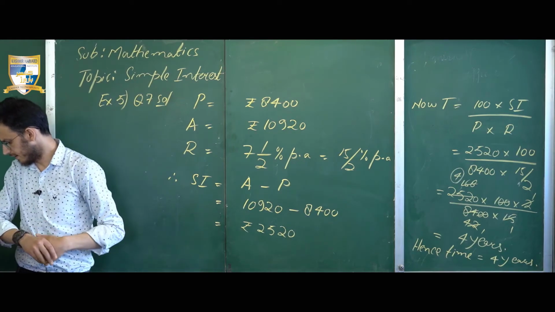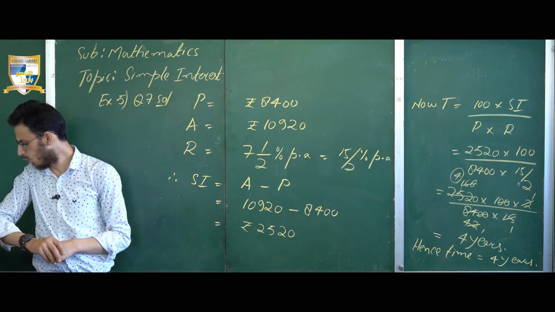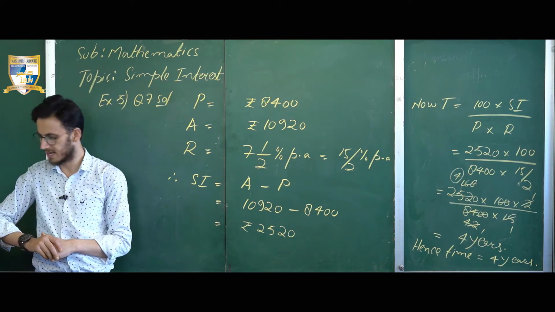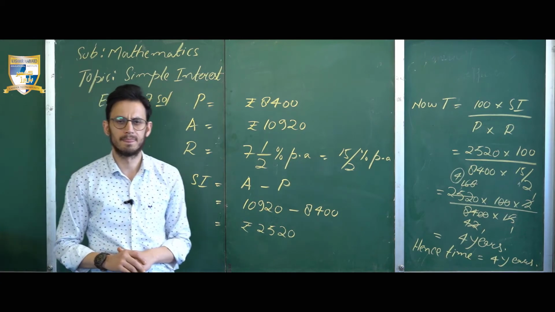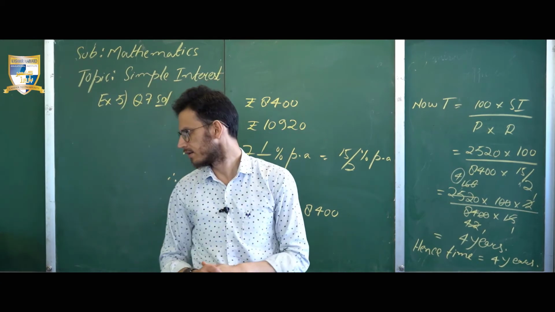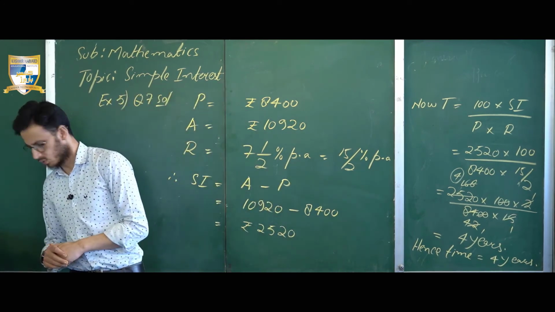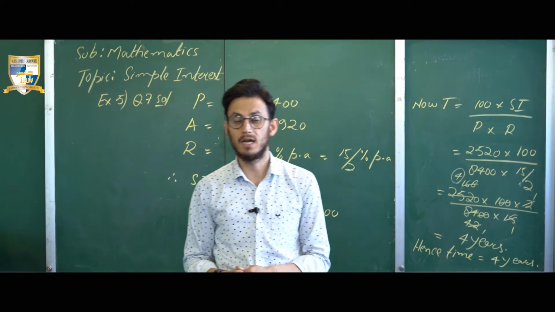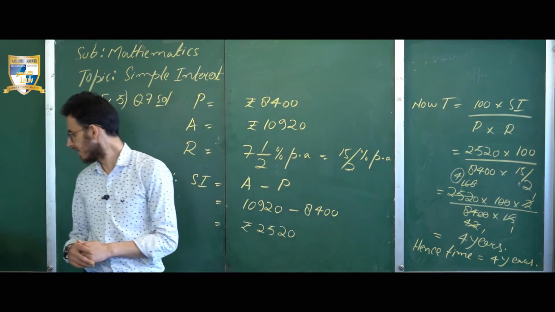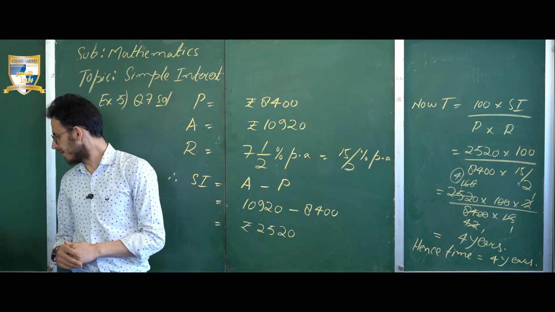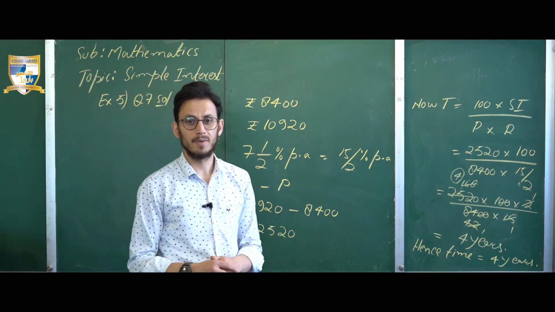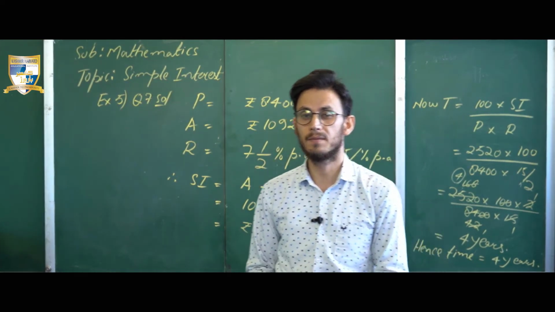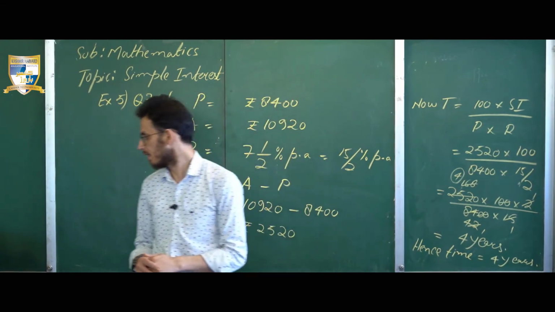In question number 9, it's saying that a man took a loan of rupees 6 lakh from his friend at the simple interest of 9% per annum. We have a person in the question who took a loan of rupees 6 lakh, and at the simple interest of 9% per annum, he has to pay 9% per annum on the principal, which is equivalent to 6 lakh.